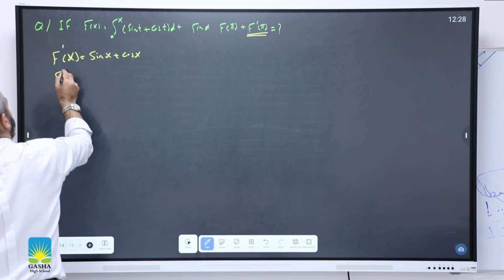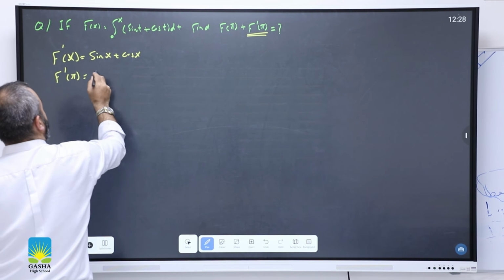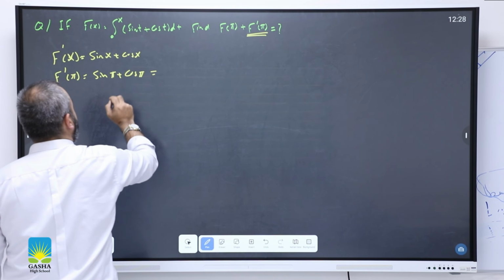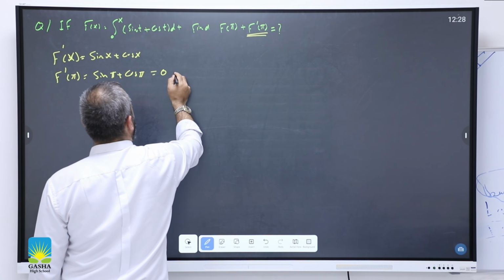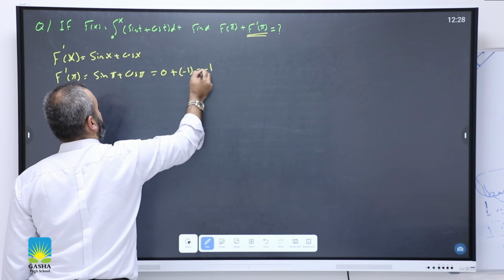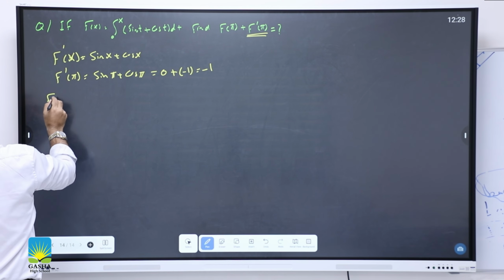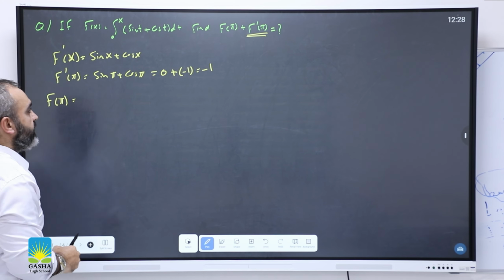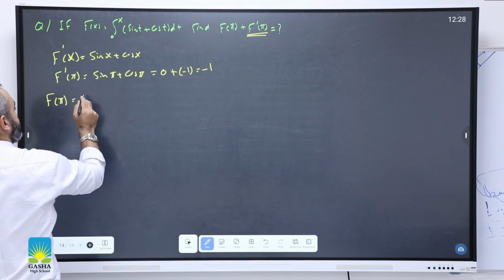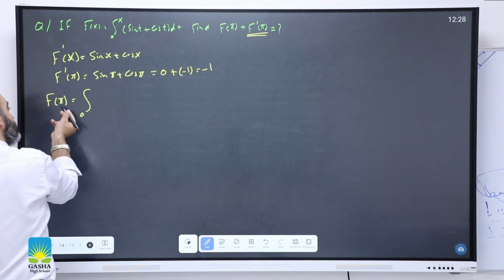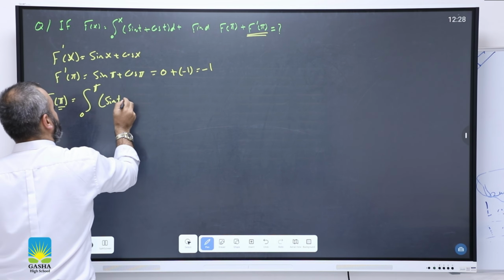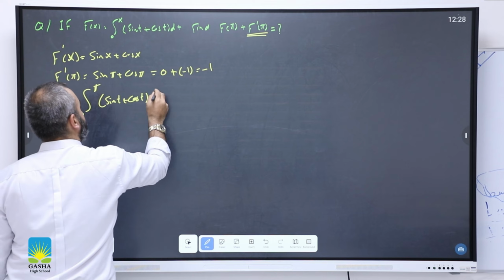So we substitute pi here. Sine pi plus cosine pi equals, sine pi becomes 0 and cosine pi is negative 1. So it is equal to negative 1. What about f of pi? F of pi, it's the direct integral from 0 to x. Which x? It's pi. So 0 to pi of sine t plus cosine t dt.